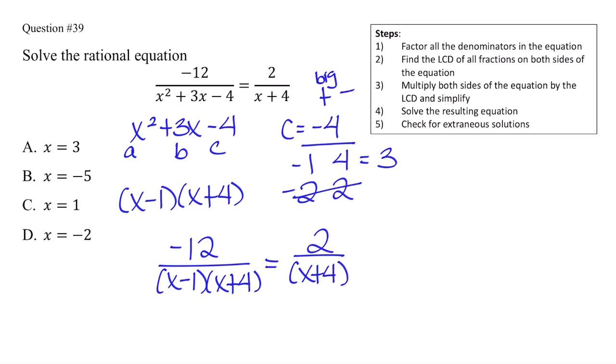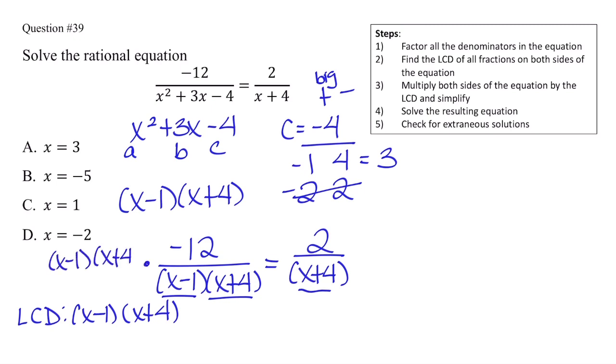So what I'm going to do now is figure out the LCD. So the LCD is going to require a factor from each denominator. So I have x minus 1, and then I have x plus 4. X plus 4 is repeated over here, so I don't need to write it twice. So to get rid of all these fractions, I'm going to multiply both sides by my LCD. So I have x minus 1 times x plus 4, and I'm going to multiply that over here also, x minus 1 times x plus 4.